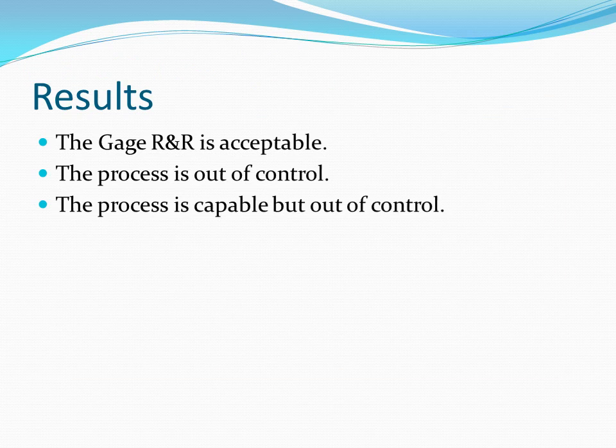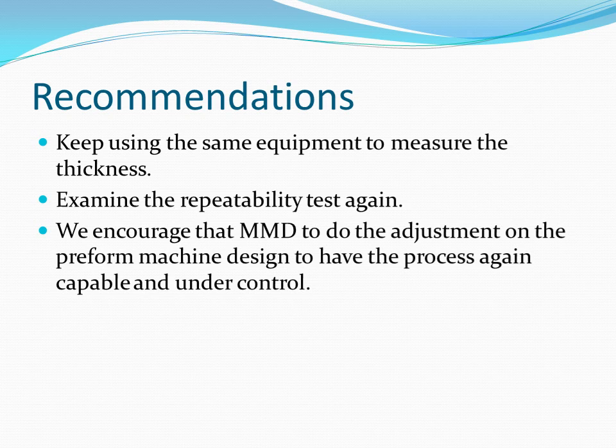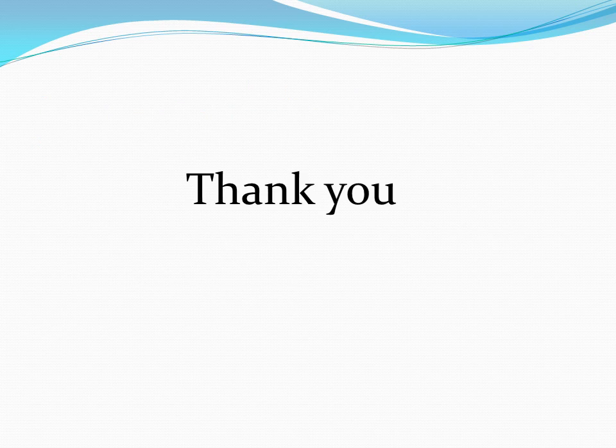Finally, the results. The gauge R&R is acceptable. The process is out of control, but it is capable. The equipment that MMD uses to measure the thickness of monolith after the lamination process is suitable. Everything's good. We need to make a corrective action to bring back our lamination process, which has shifted out of the specification limit. Recommendations for MMD are: they must use the same equipment and examine the repeatability test again, but we encourage MMD to make adjustments to the machine design to have the process capable and under control again. Thank you very much.